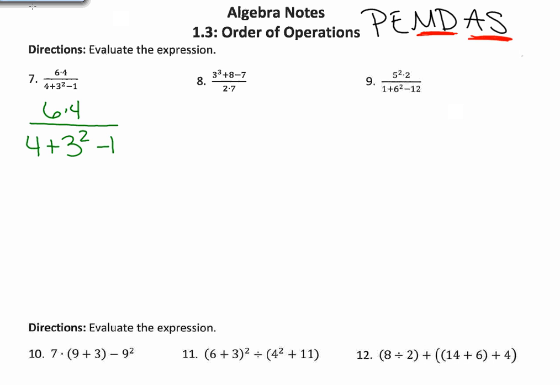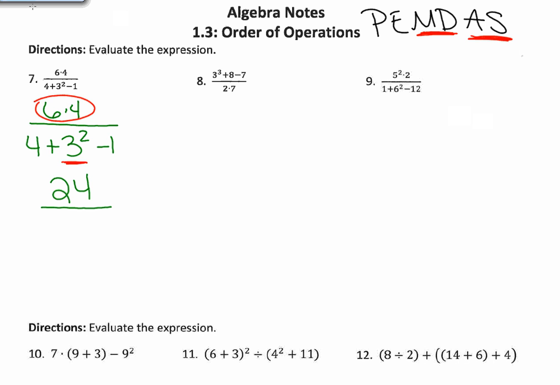When I work with the top half first, I see that all I have is multiplication. So that's what I'm going to do. 6 times 4 is 24. On the bottom, I have a lot more. I have addition, exponents, and subtraction. So I look at order of operations. I have to do my exponent first. So I'm going to do my exponent here first.